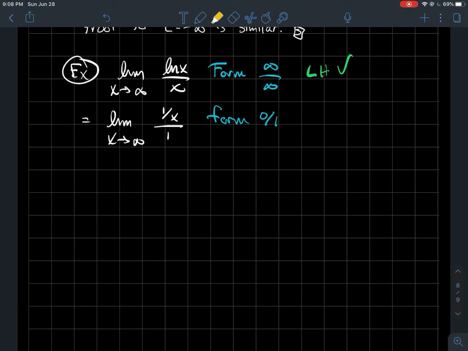And then now, some students get super happy about L'Hopital's rule and start applying it, even when it doesn't really apply. So this form is not indeterminate anymore. It's 0 over 1. That's a fantastic number. It's called 0. So no L'Hopital here. Just rewrite this as 1 over x and think about what happens as x goes to infinity. This becomes 0.